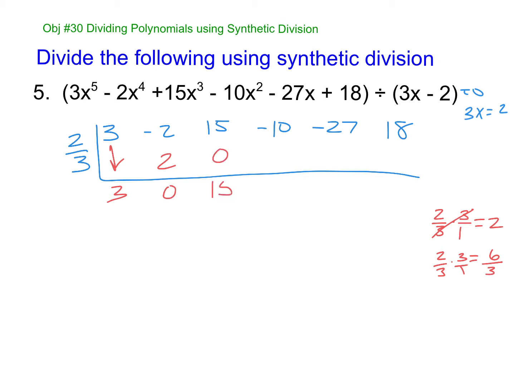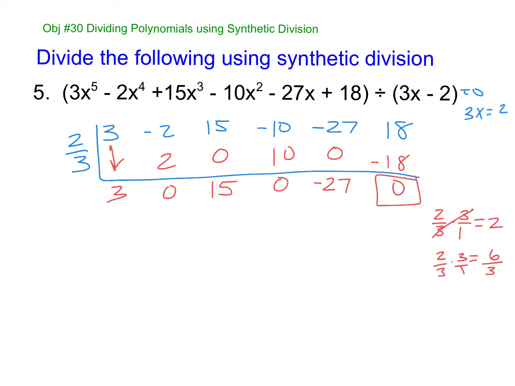Bring it down. 2/3 times 15 is 10. Uh-oh, another 0. Bring down that -27. And -18. So we have a lot of zeros in that one.